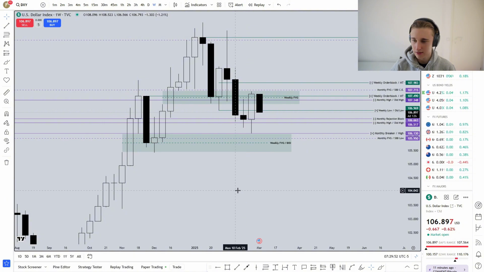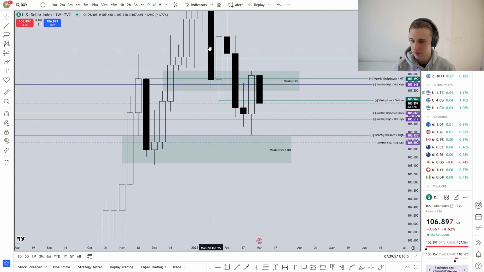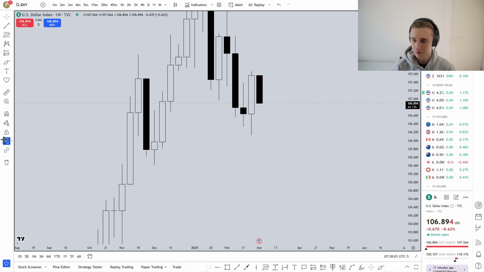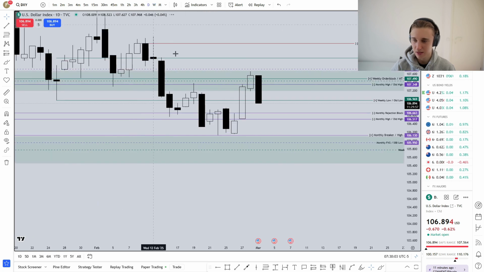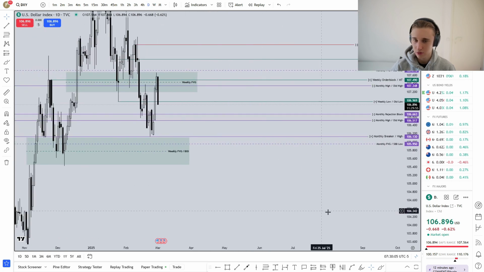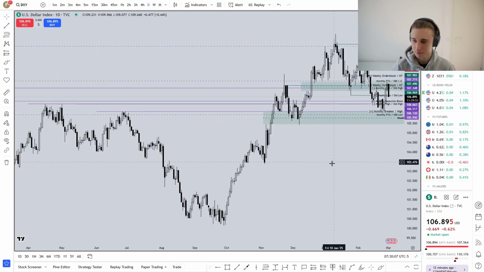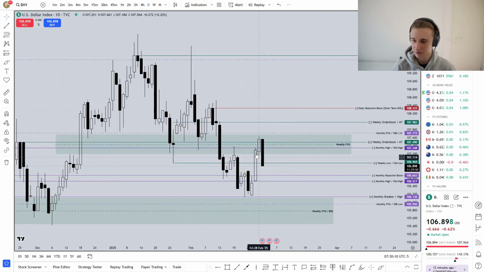We have all the weekly PD arrays outlined. It seems a little bit clustered, but I hope you can see through the lines. It's just helping me to determine lower time frame displacement from the lower time frames.